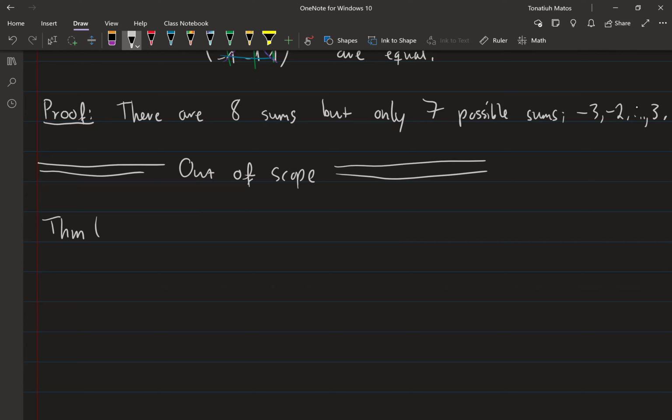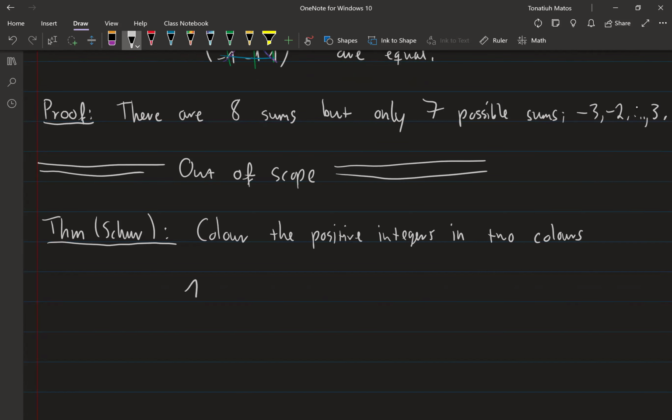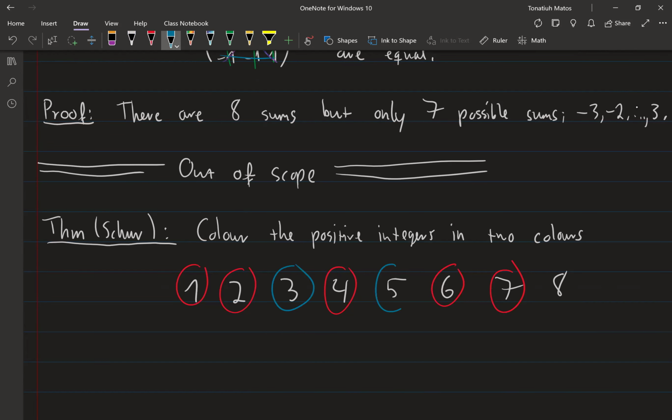So this is a theorem by someone named Schur. And the theorem says as follows. Color the positive integers in 2 colors. This is just a way to say if we have the positive integers, we're splitting them into 2 groups, right? It's a partition. 1, 2, 3, 4, 5, 6, 7, 8. And let's say that this is red, red, red, red, red, and the other ones are blue, blue, blue, whatever. And you do this forever.